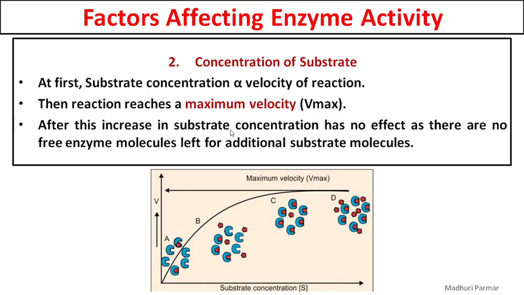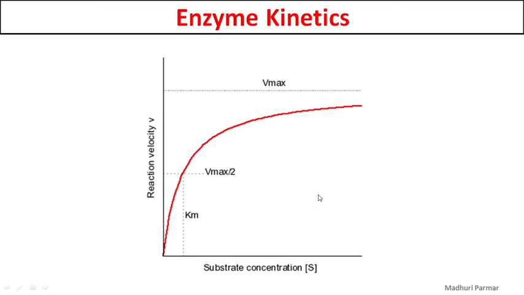After this, increase in substrate concentration has no effect, as there are no free enzyme molecules left for additional substrate molecules. Clear? Just understanding this graph a little, because once or twice questions were asked on this. So this is the Vmax. Normally you leave a little bit of gap because this line will continue straight. So you are just writing it like this. Okay, the Vmax, a little bit above.